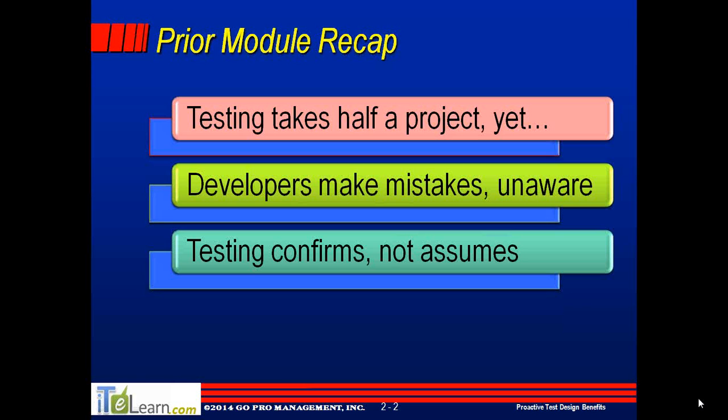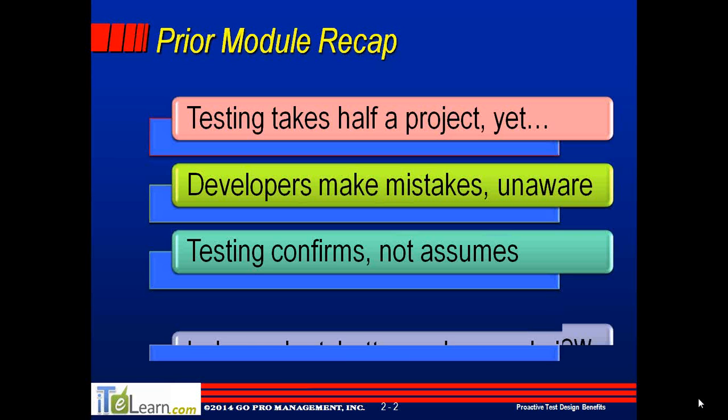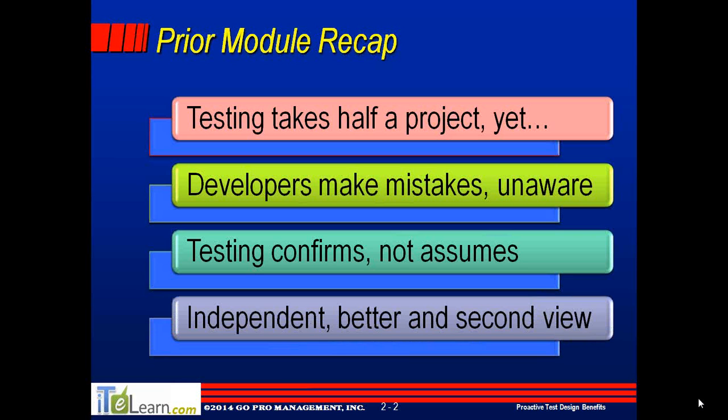And testing is there to confirm that things work, not to simply assume that they work. Developers tend to assume that things work because they wrote them. And I say that as a developer, a long-time developer. It's just the way we tend to think. And we find that it's hard for somebody to catch his or her own mistakes, that it's often easier for somebody else, an independent tester, to catch mistakes.